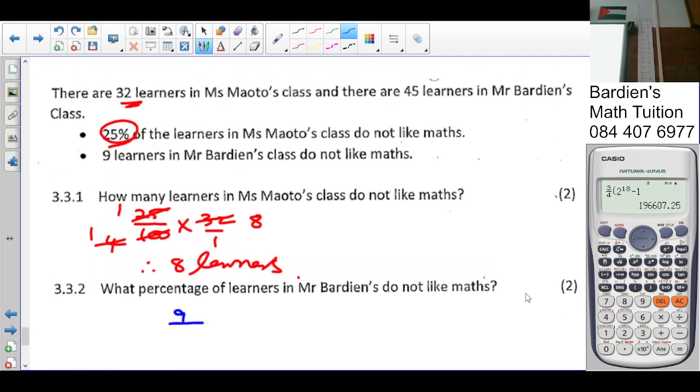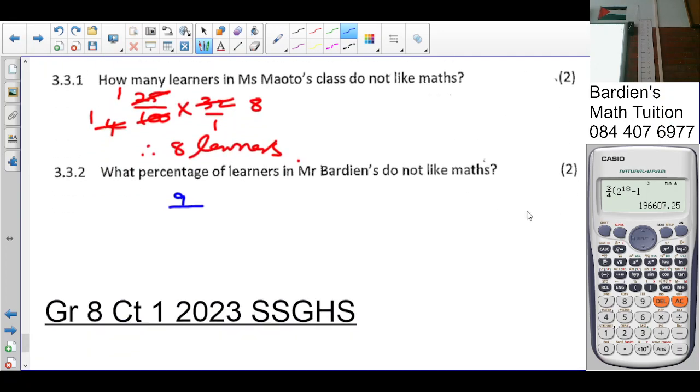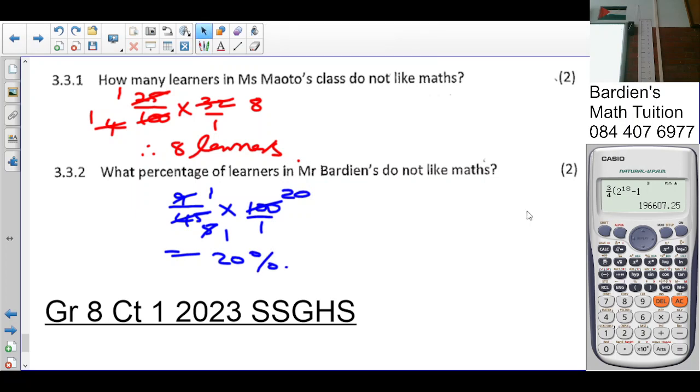Interesting fact. Okay. So there's 45 in my class, so 9 over 45, multiplied by 100. So 9 goes into 9 once, 9 goes into 45 5 times. 5 going into 5 once, 5 going into 100 20 times. So 20% in the other class, Mr. Barden's class, does not like maths. Okay, you guys understand?